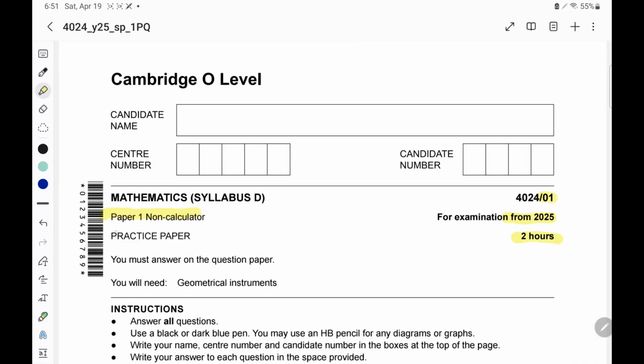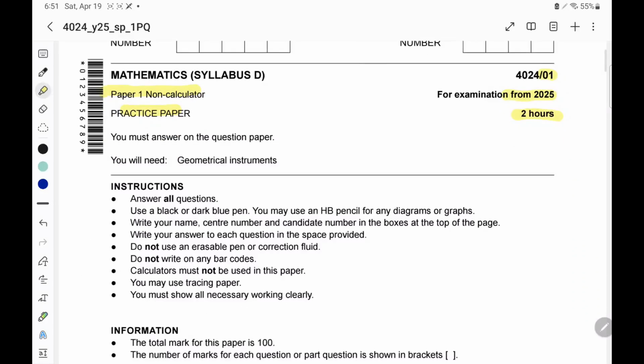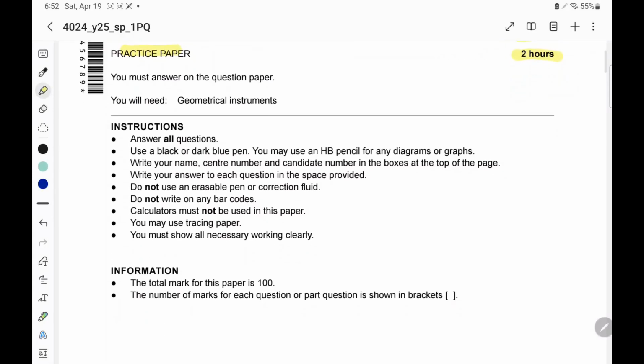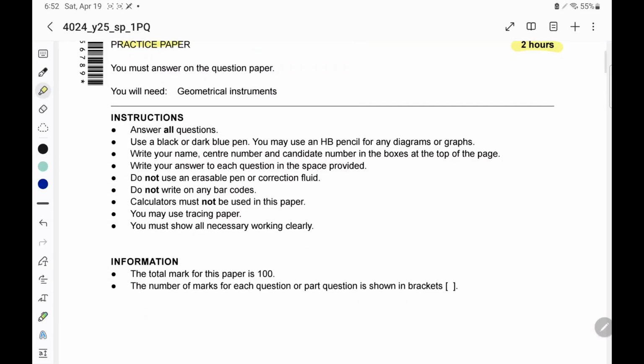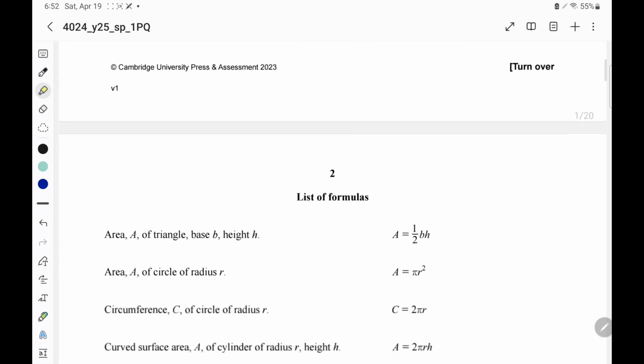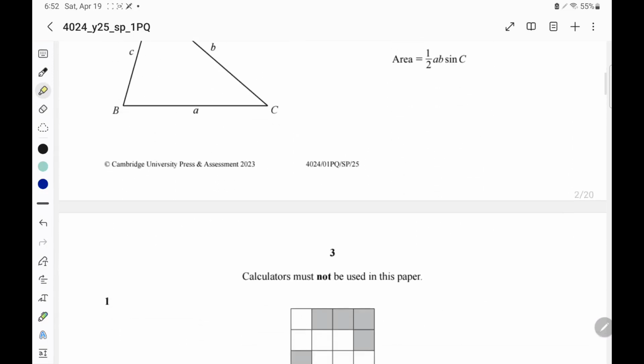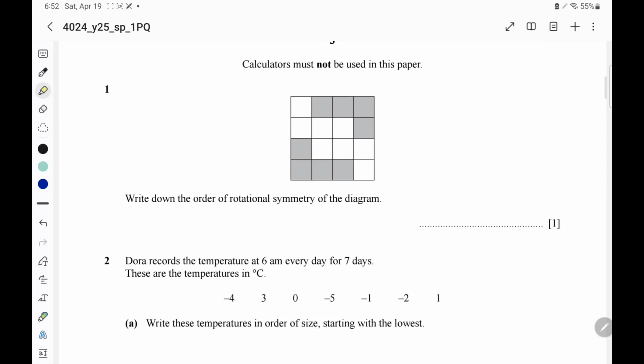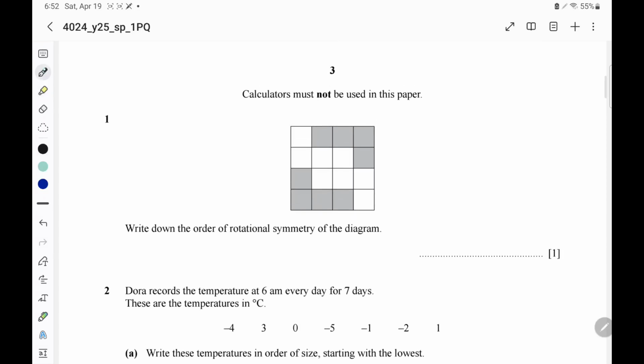It's a non-calculator practice paper and you'll have to attempt all the questions here on the question paper with all the steps, and the total marks of this paper is 100. All right, so the formula sheet will be given in the paper. Let's begin. Question number 1.